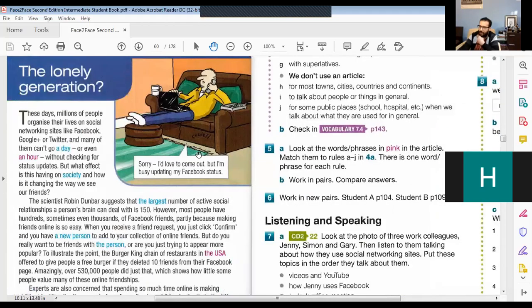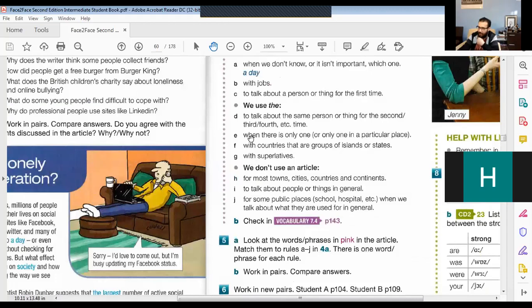We also use it in some Arab countries. All right, so we found this. So this means let's check our list. We found G, superlative. We found D, talking about the same thing for the second time. We found F. So here we need to look for the that's used when there is only one item, or that when there is only one in a particular place.